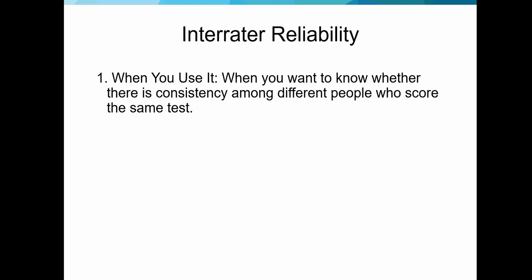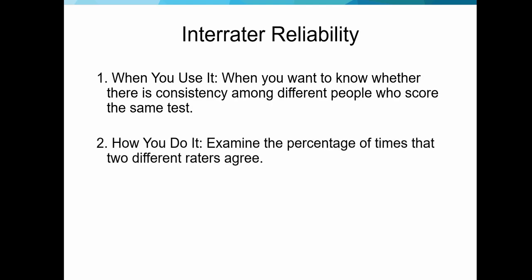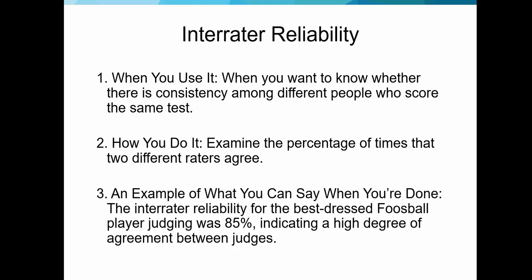With the Winter Olympics, they have ice skating or figure skating. They'll perform the figure skating routine. The judges will give them a score. And what is the consistency among the different judges who have seen that same performance? To make this a number, we can examine the percentage of times that, for example, two different raters agree. For example, the inter-rater reliability for best dressed football player judging was 85%, indicating a high degree of agreement between the judges. That's just one example of that.